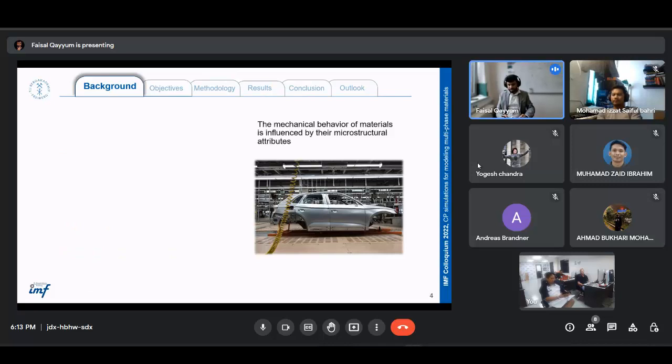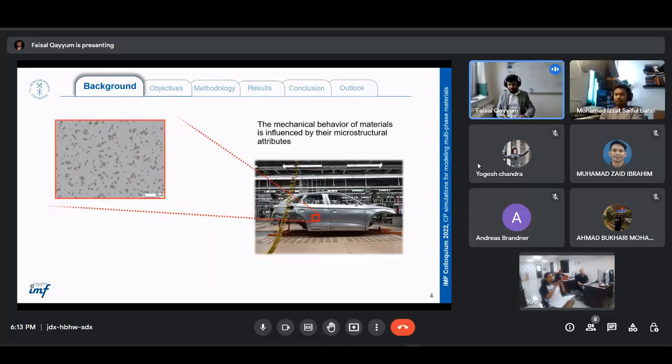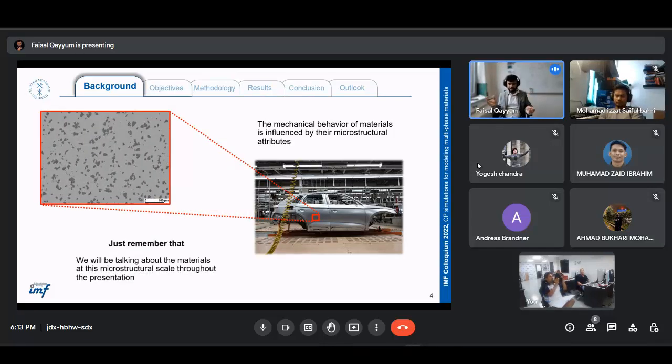Now, the mechanical behavior of such materials is influenced by microstructural attributes, which means the behavior of a large-scale component is dictated by how the material is microstructurally developed or shaped. Just remember that when we are talking about crystal plasticity, we are talking about this mesoscale. We will talk about this scale throughout our presentation and not about the structural scales.